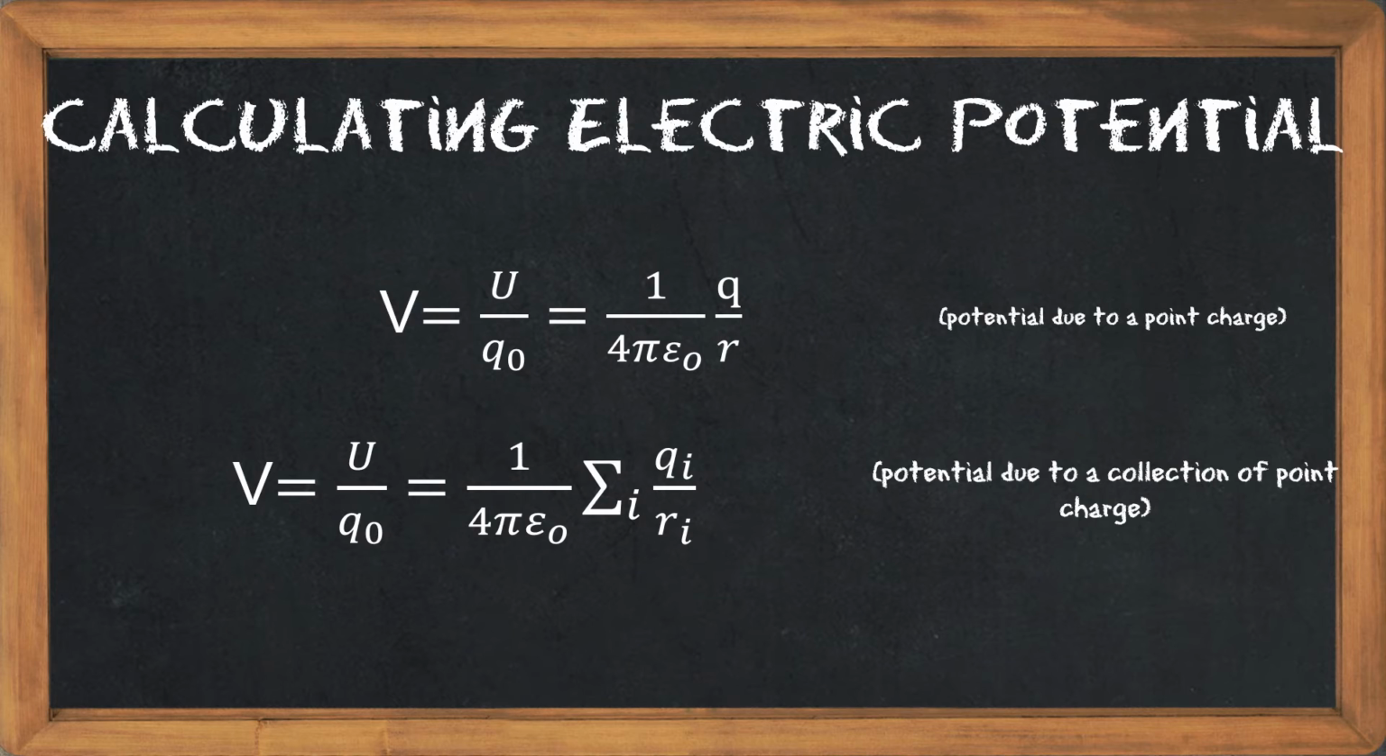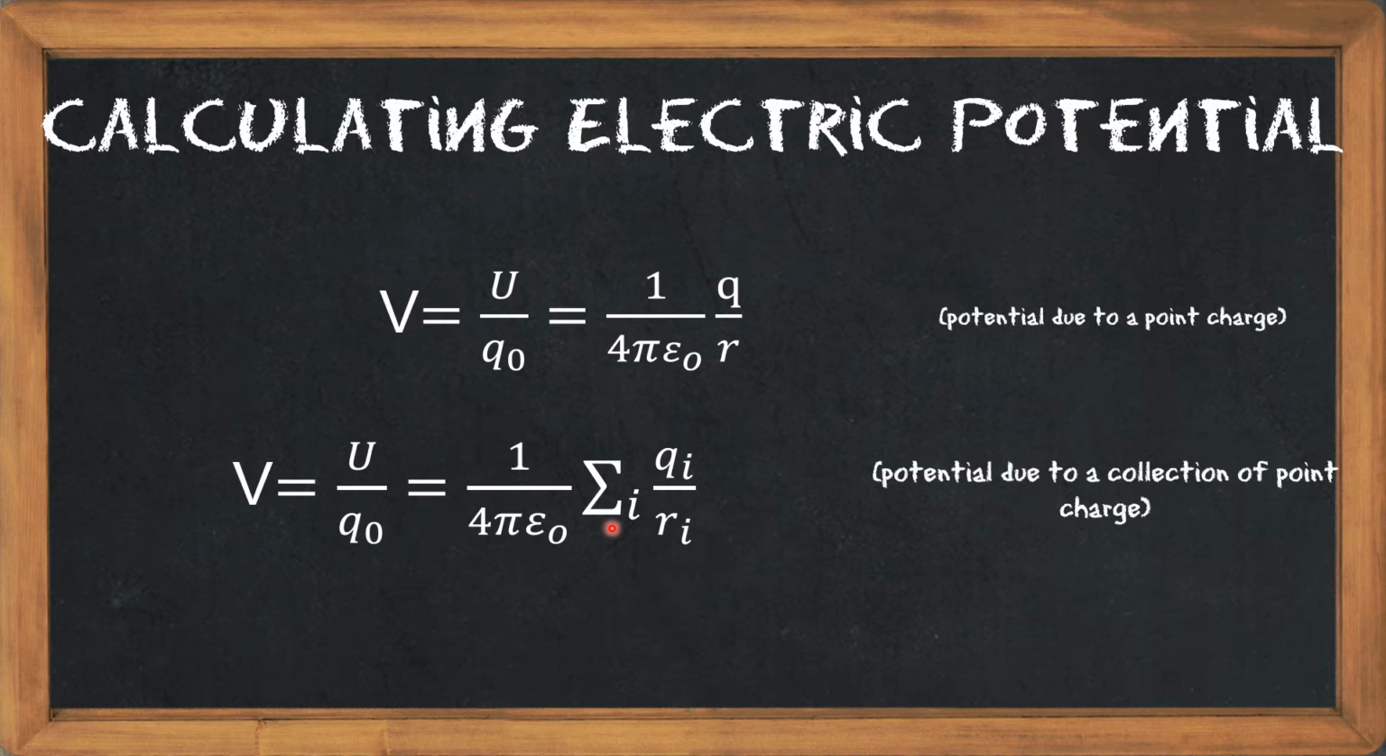To find the potential V due to a single point charge, we divide the electric potential energy U by Q0, which is equal to 1 over 4 pi epsilon naught times Q over R, where R is the distance from the point charge Q to the point at which the potential is evaluated. If Q is positive, the potential that it produces is positive at all points. If Q is negative, it produces a potential that is negative everywhere. In either case, V is equal to 0 at R equals infinity, an infinite distance from the point charge.